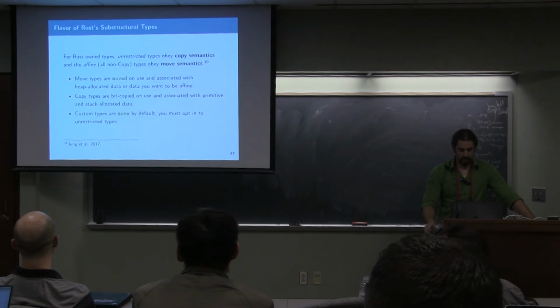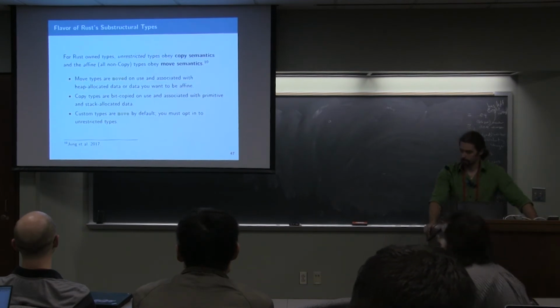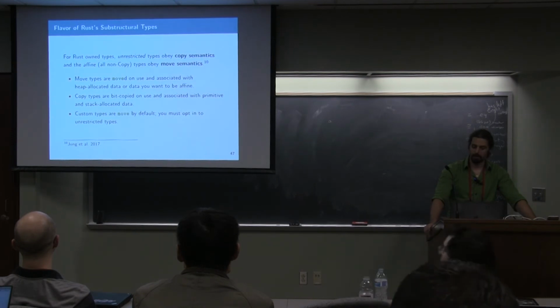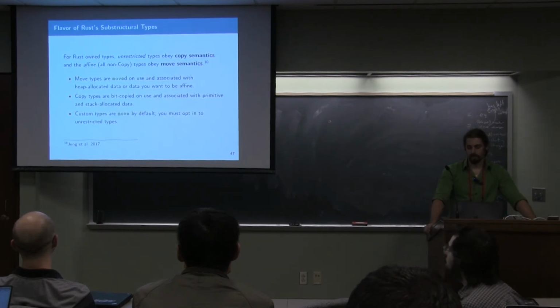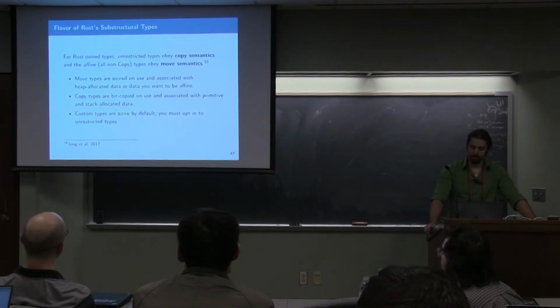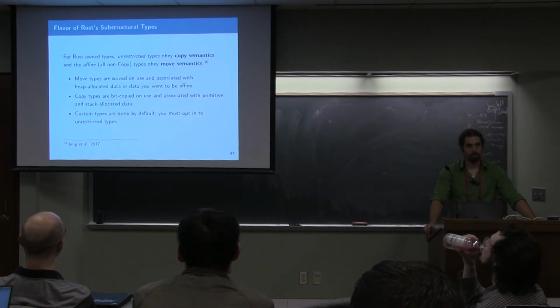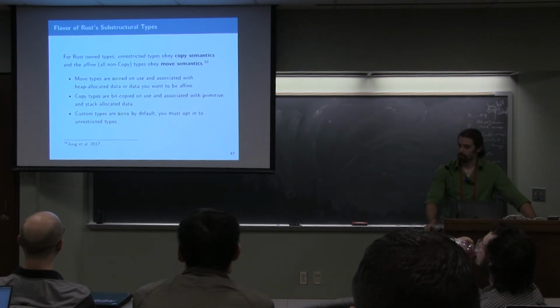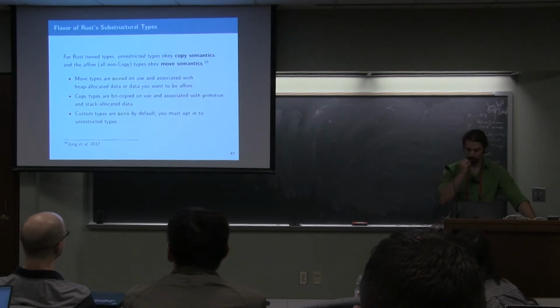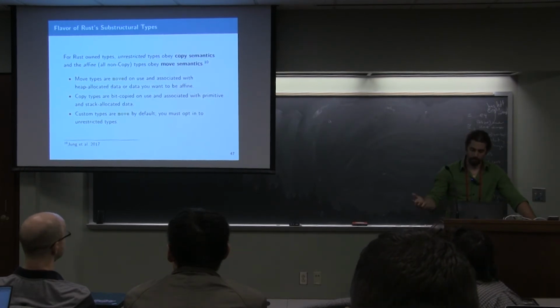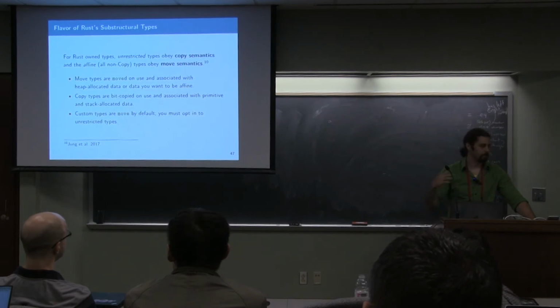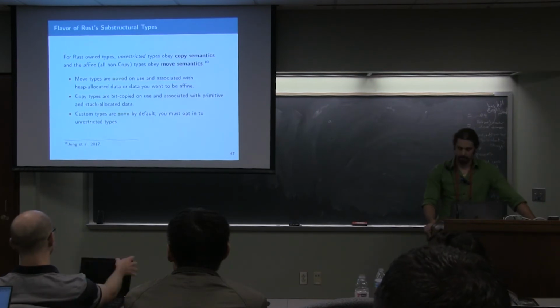So that's really nice. In terms of the specific flavor of what this looks like in Rust, as far as the types go, unrestricted types obey what are called copy semantics, and we're going to take a look at this in a second. And all of the other types, non-copy types that are affine, obey move semantics. Move types are moved on use and associated typically with heap allocated data or just data you want to be affine. Copy types, on the other hand, are bit copied on use. So when you have a value of copy type and you use it, you can still use the original value as many times as you want. Copy type data is typically associated with primitive and stack allocated data.